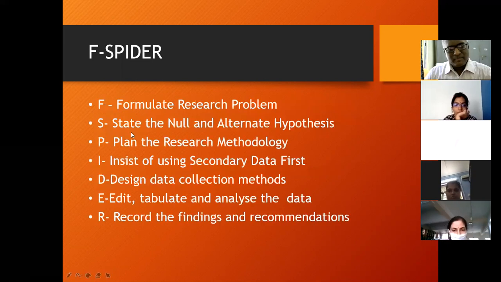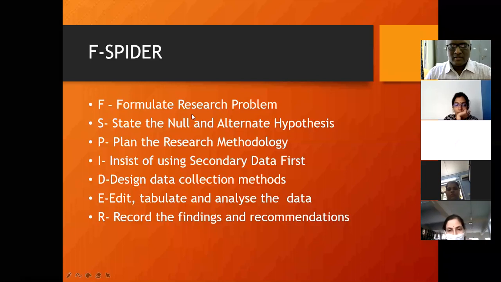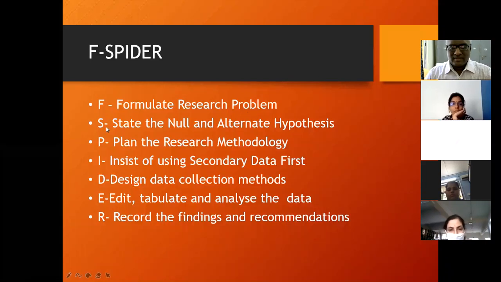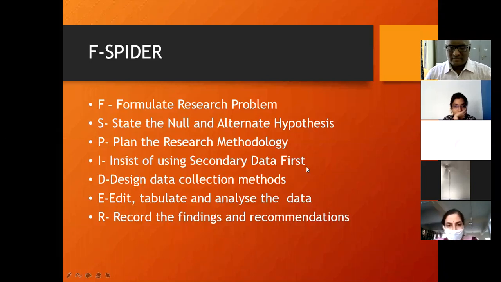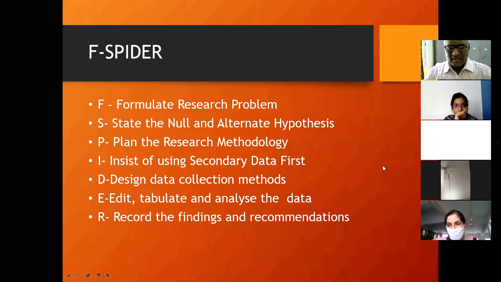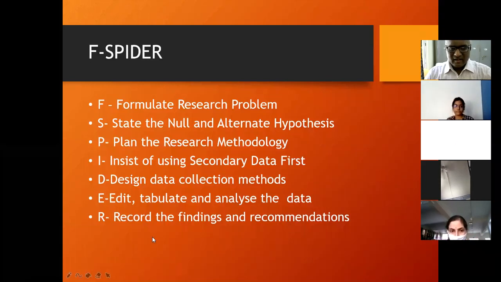So we list the SPIDER as different steps of research. F means formulate the research problem. S means state the null hypothesis and alternate hypothesis. P means plan the research methodology. I means insist on using secondary data first. D means design data collection methods, this is for primary data. E means after collection of your data, edit, tabulate, analyze the data. R means record the findings and recommendations.